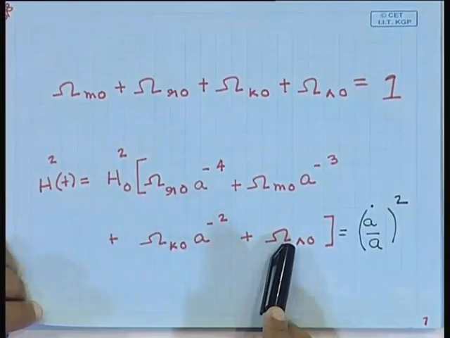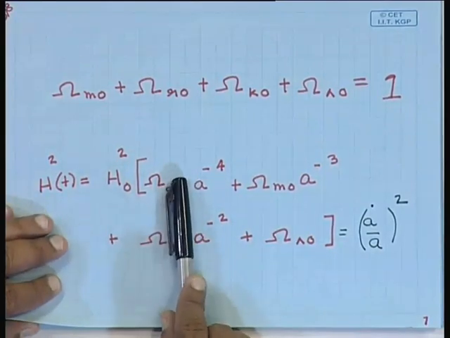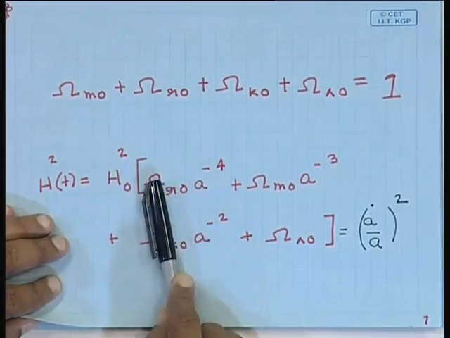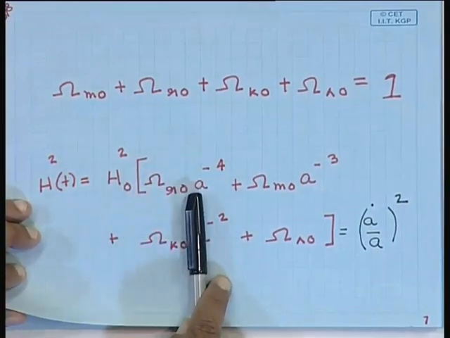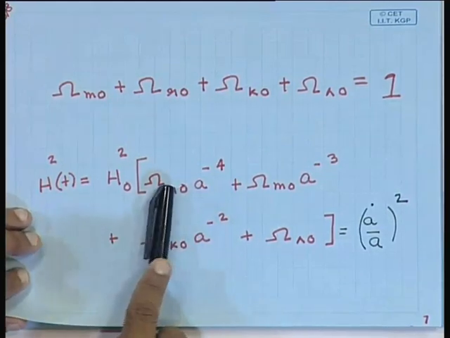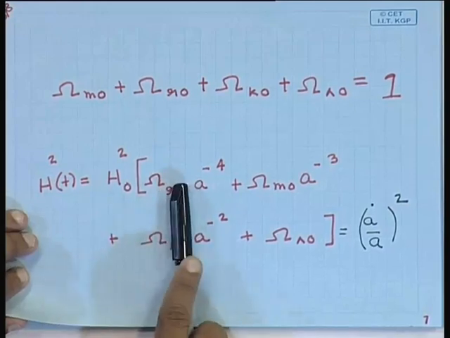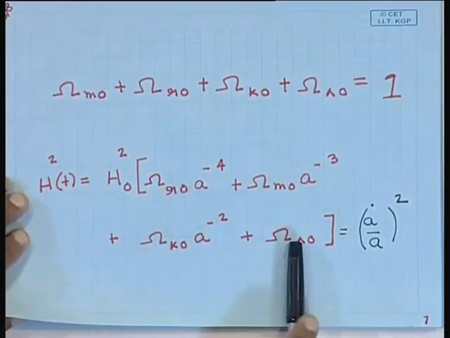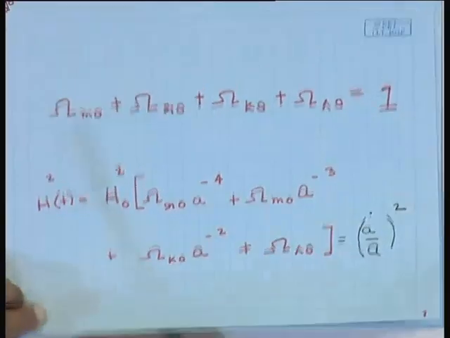There are four terms. We have dropped these three terms and we are considering the possibility that the universe has only radiation. Not that it really has only radiation, it is the radiation that dominates. So, we are considering the situation where the radiation is the most dominant term, so that we can ignore these three. So, we are considering the situation where this term dominates over all these three other terms.